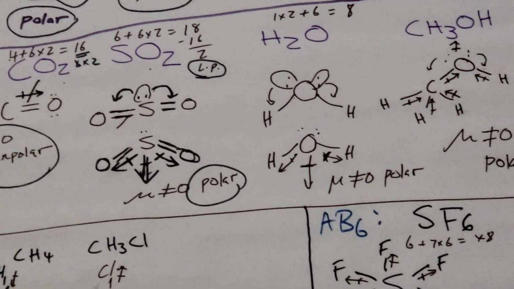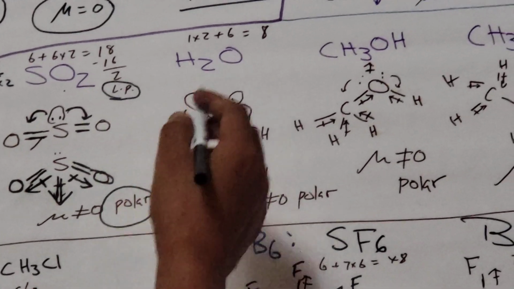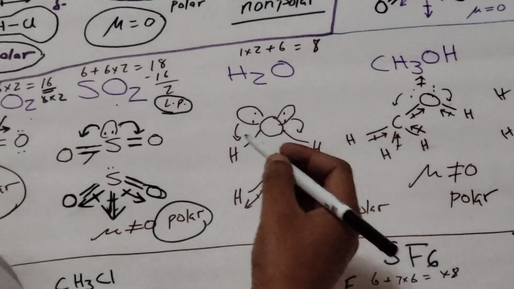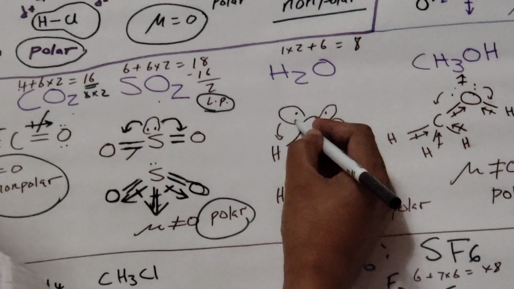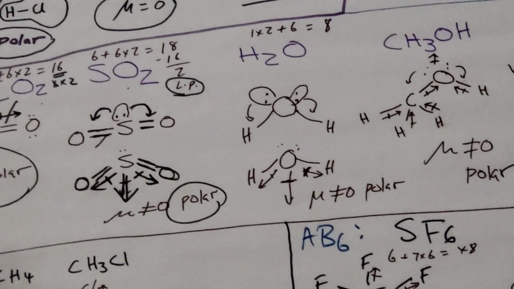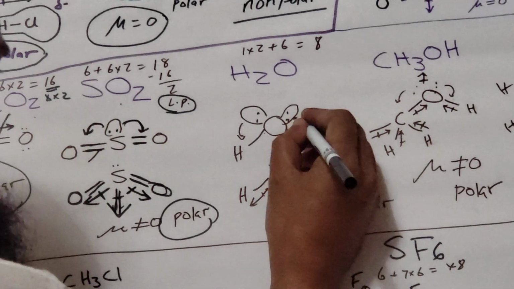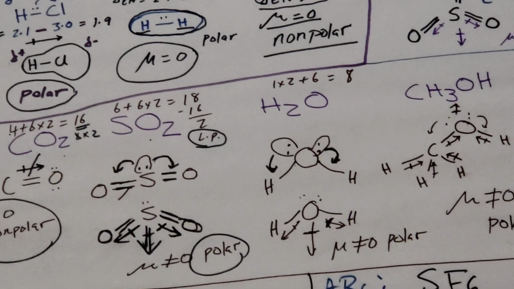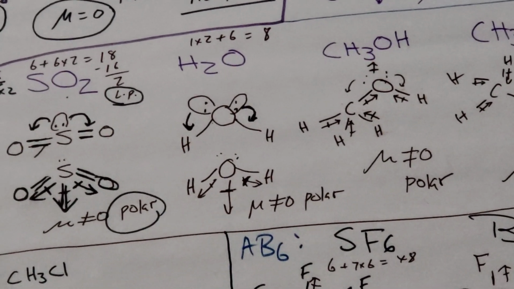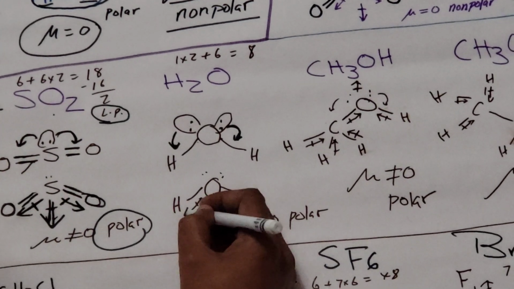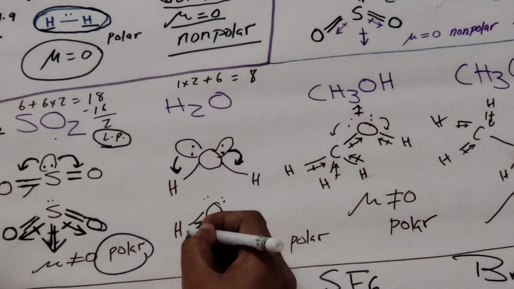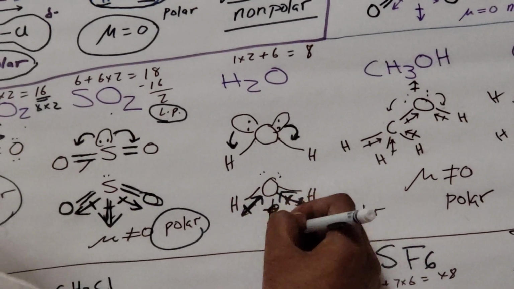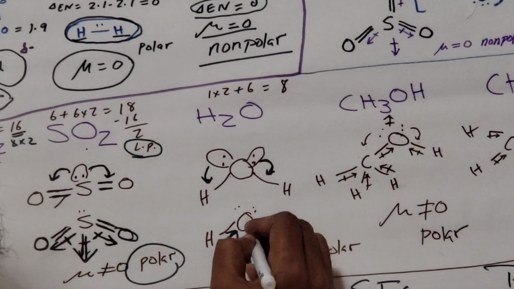Now if you go to dihydrogen oxide, that means water, you have two bonds and two lone pairs. These lone pairs will push on the bonding electrons, making the water molecule bent. Oxygen is more electronegative, so oxygen will pull electrons from hydrogen, and the resultant dipole will be this way.